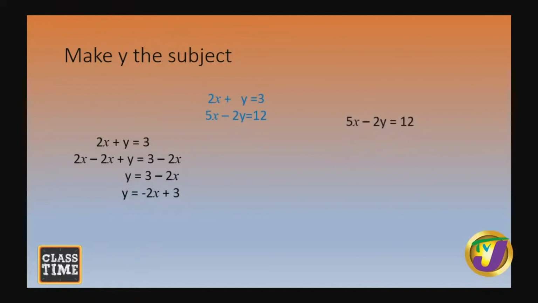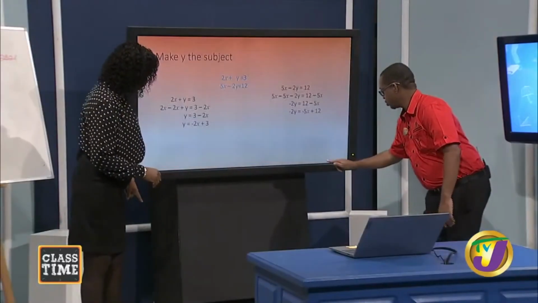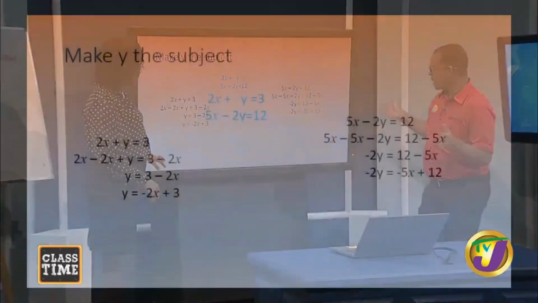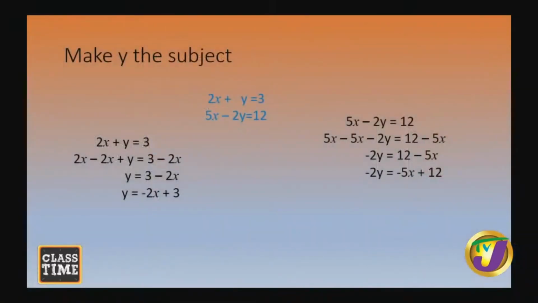And the second equation, subtracting 5x from both sides, we're left with negative 2y equal to 12 subtract 5x. We switch the terms around to get that in a better format. Then we're going to be dividing both sides by negative 2, to get y isolated.